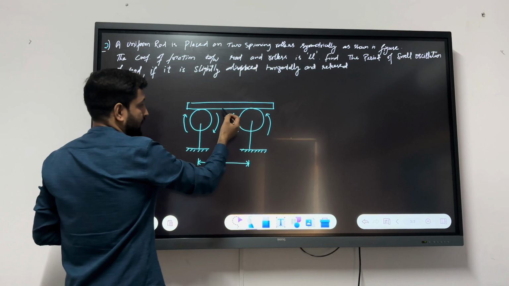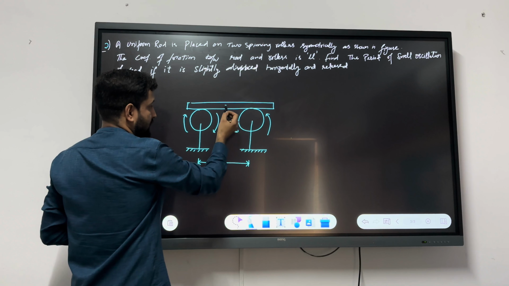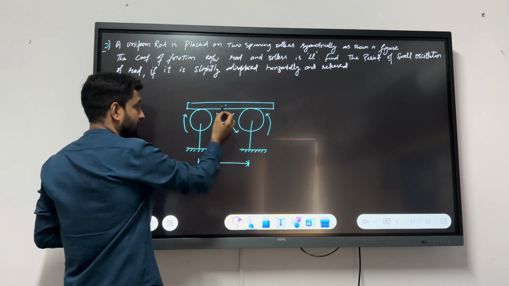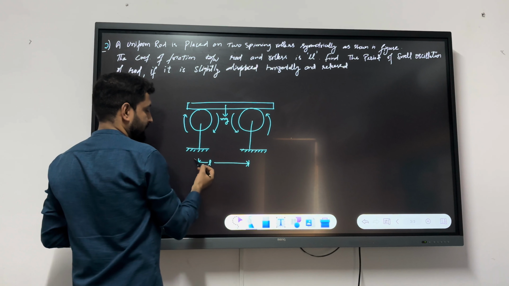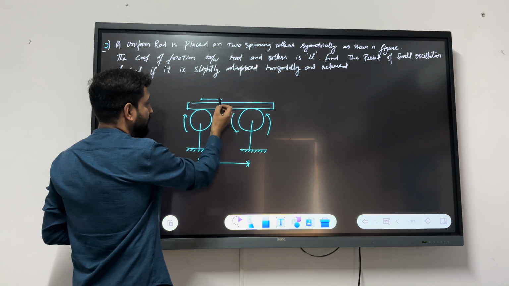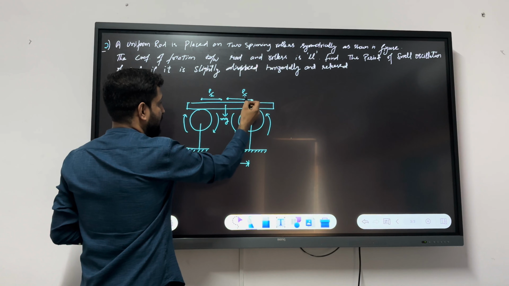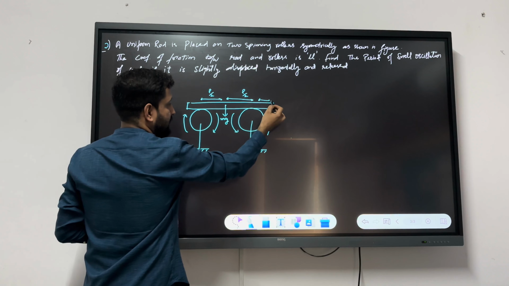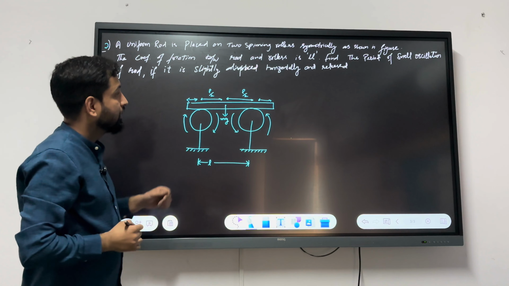Symmetrically. Symmetrically means the center of mass lies at the center of these two rollers. Let the mass of this rod be m, so the weight will be acting here. This distance is given as L, so this will be L by 2 and this will be L by 2, and this distance is again the same. That is what we mean by symmetry.